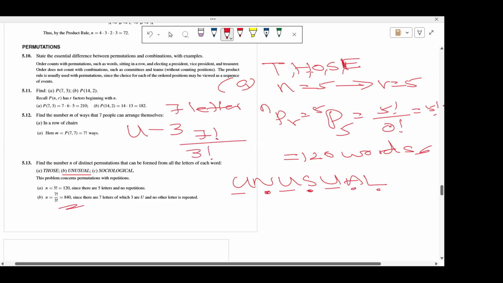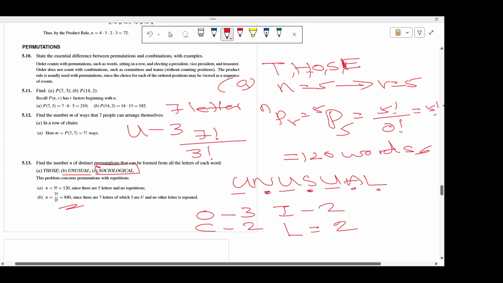So this is the answer for the second one, right? Third one, sociological. Sociological also, we need to do the same. We need to count how many times each letter occurred. Altogether, 2, 4, 6, 8, 9, 10, 11, 12 letters are there. 12 letters in the word sociological. Here, how many O's do we have? 1, 2, 3 O's, right? How many C's? 1, 2 C's. How many I's? 1, 2 I's. How many L's do we have? 2 L's.